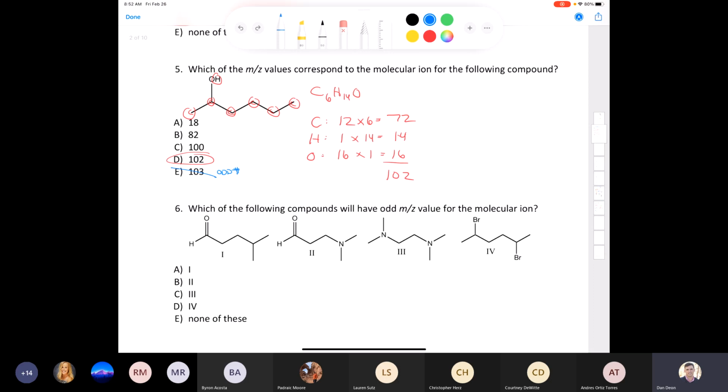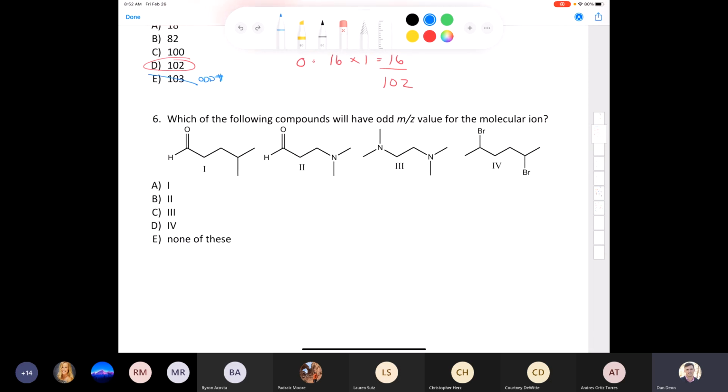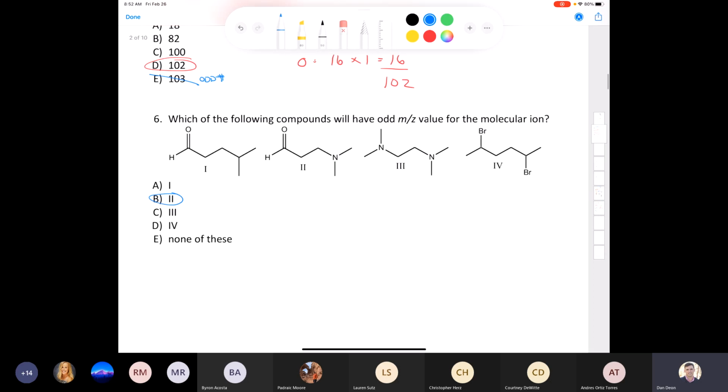Okay, well, you kind of solved number 6, didn't you? Number 6, which of the following compounds has an odd molecular ion? Who could tell me? Don't have to spend a lot of time on this one. Don't need a calculator. Yeah, thanks, Kayla. Thanks, you guys. Thanks, Advita. Exactly. It's B, right? It's number 2. Why? Because it's the only one with 1 nitrogen in it.